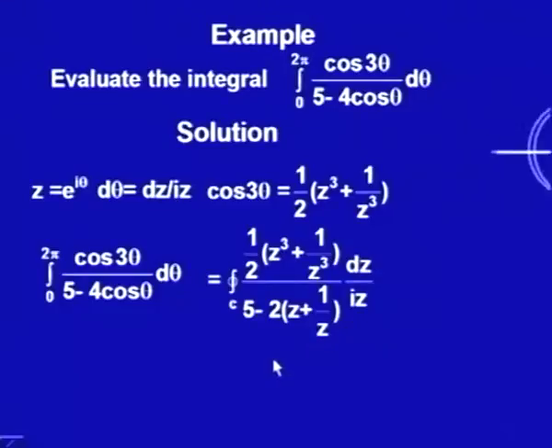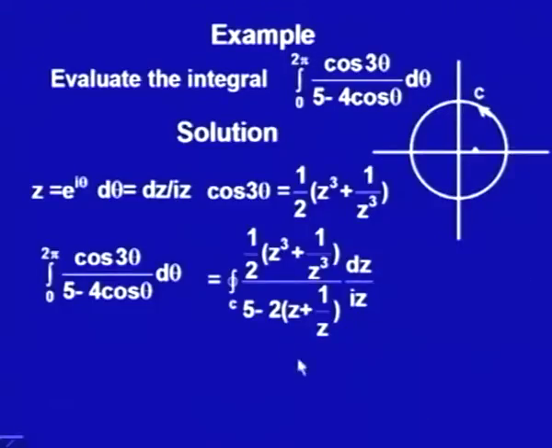This would be on our unit circle. Now, let us simplify this function. See the numerator. The numerator here, we would get, is z to the power 6 plus 1 upon 2z cube, and in the denominator we would get from here 5z minus 2z square minus 2 upon z, and this 1 upon iz is also there.